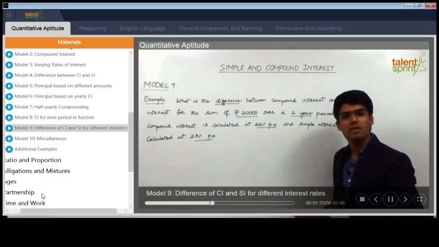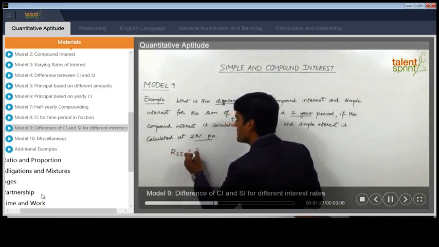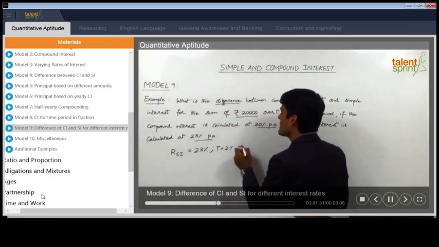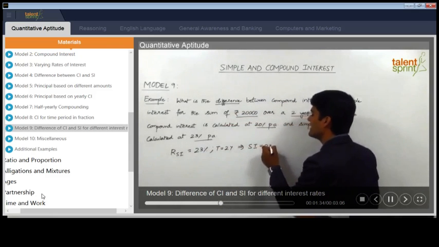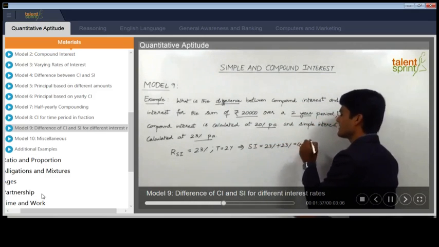Going by the smart way of solving the problem, we know that if the rate of simple interest is equal to 23% and the time is 2 years, then the total simple interest that we get would be 23% plus 23%. That is nothing but 46%.